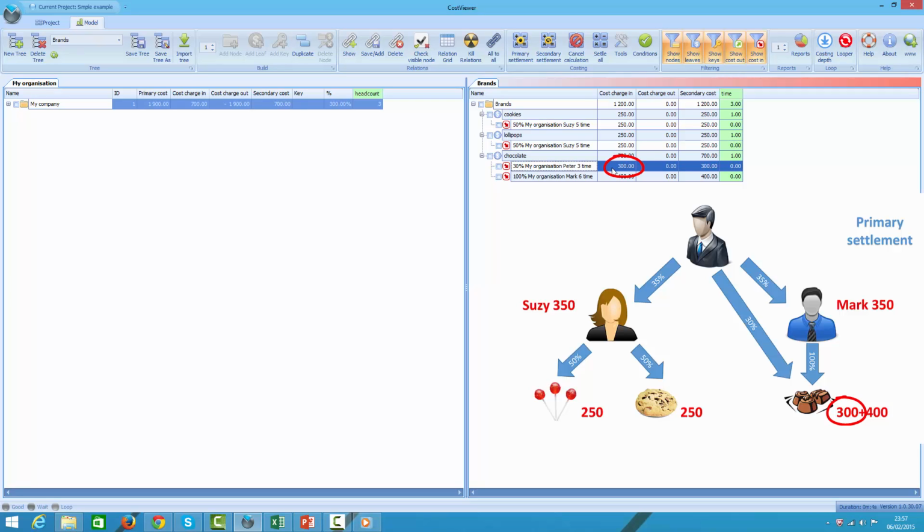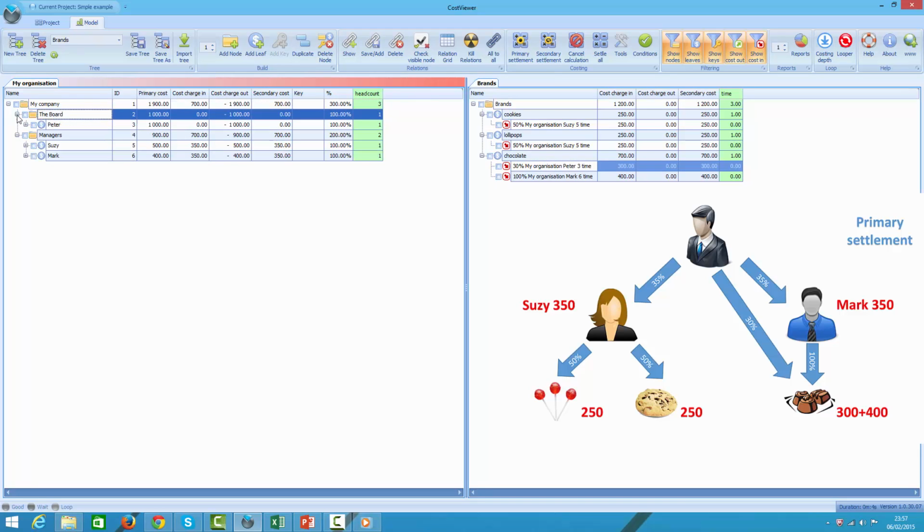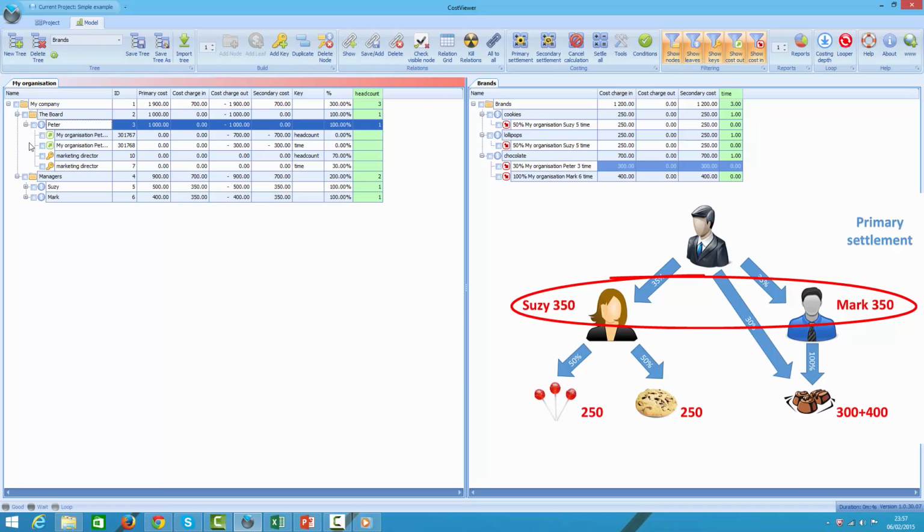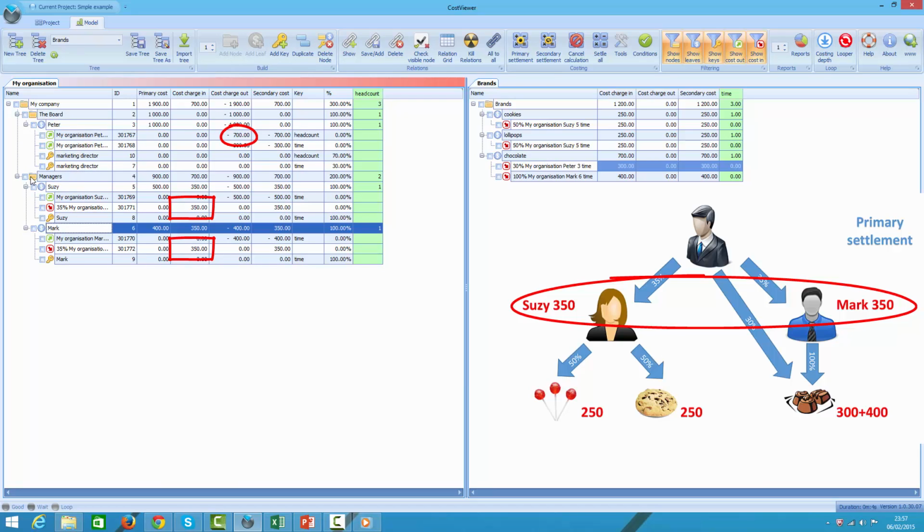You may have noticed that out of 1,900 cost, we have already passed on 1,200. The remaining 700 represents 70% of the marketing director's cost, which during the first cycle was charged out from Peter and charged in to Susie and Mark, 350 each. At this stage, the amount was not passed on to brands yet, and that cost will be moved during secondary settlement.